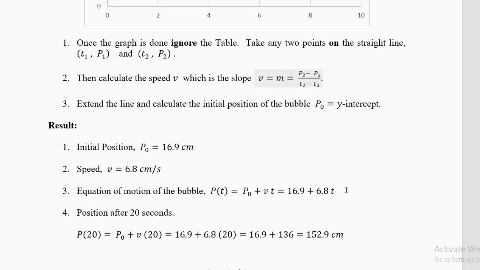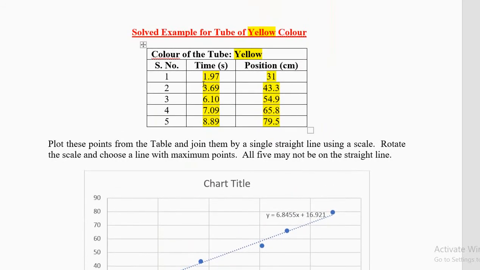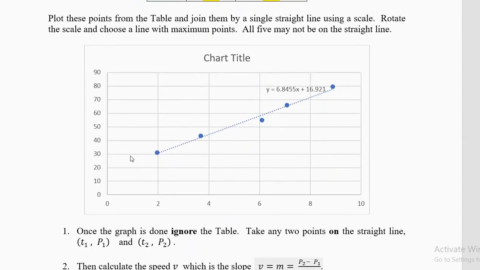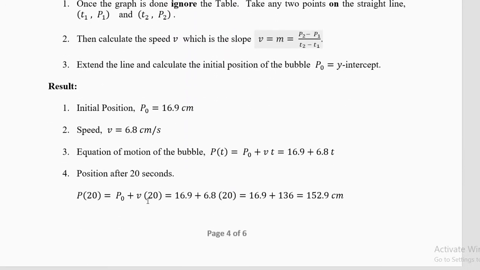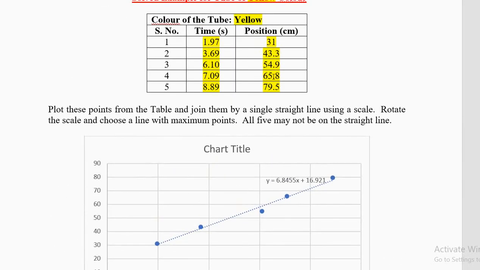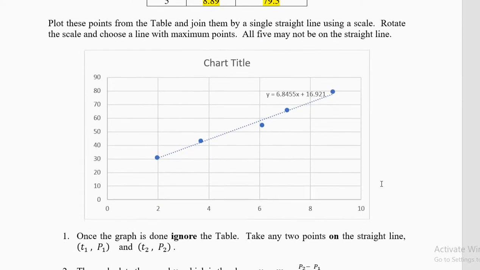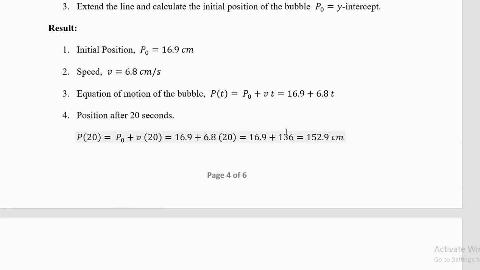Now with this equation you can know what's happening to the bubble outside the table. Your table starts at 1.97 seconds and 8.89 seconds. If you want to know what's happened at t equal to 1 second, your bubble is somewhere here. So you put t equal to 1. If you want to know what happens to the bubble after 20 or 30 seconds, so it will be outside the graph. But your equation will work outside the graph.